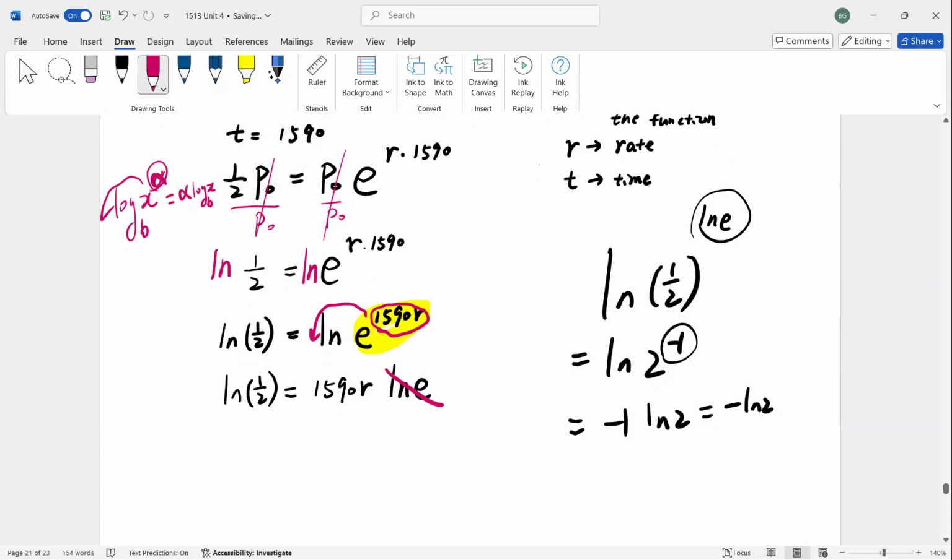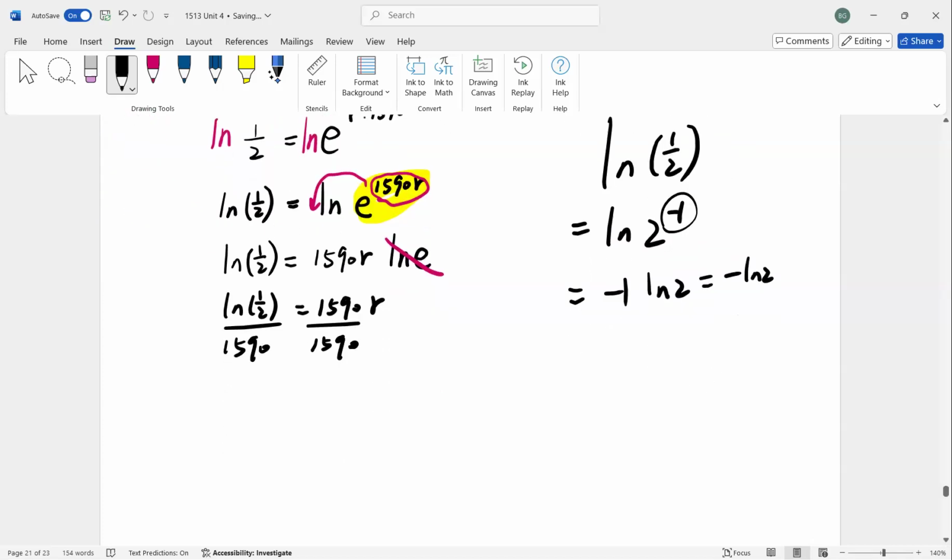And now we have ln half equals 1590r. Okay, we have that. And then to find the value for r, we divide each side by 1590. And then r is isolated on the right side, and we have r equals ln half over 1590.